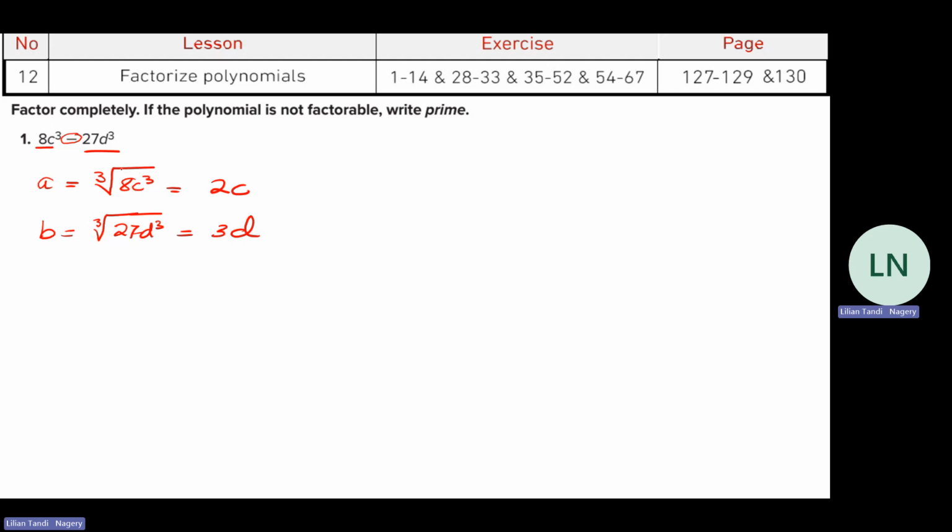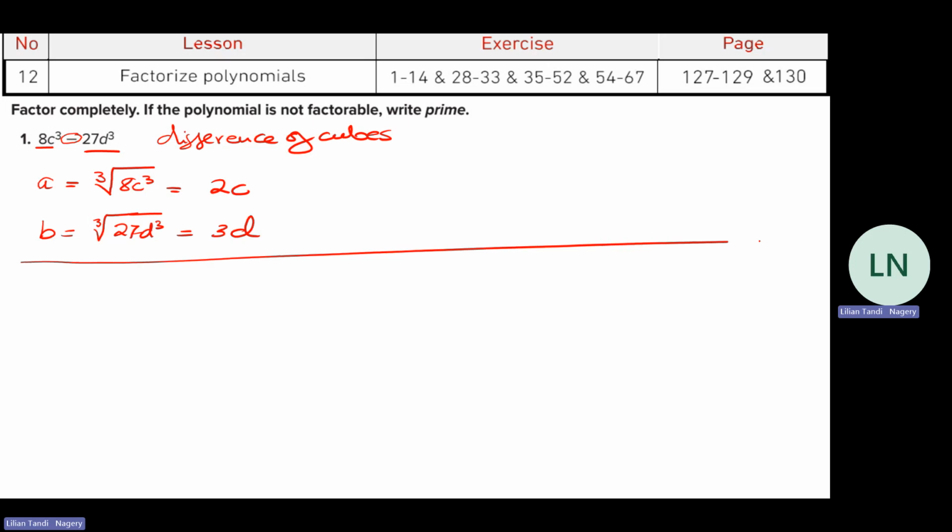Okay, and we have said this is a difference of cubes, or difference of two cubes. So the formula for difference of two cubes says a cubed minus b cubed equals a minus b times a squared plus ab plus b squared. So what is our a? Our a is 2c, minus 3d, which is our b.